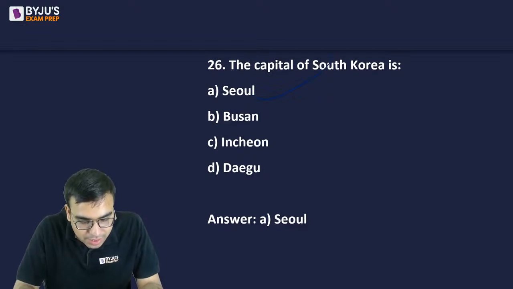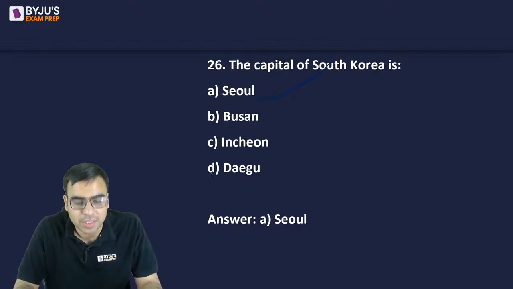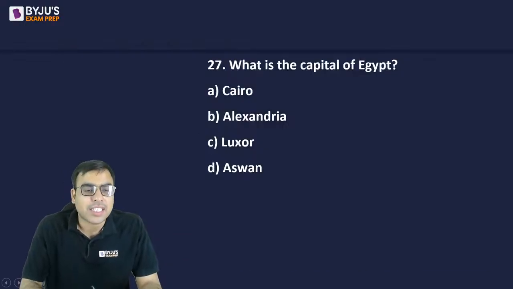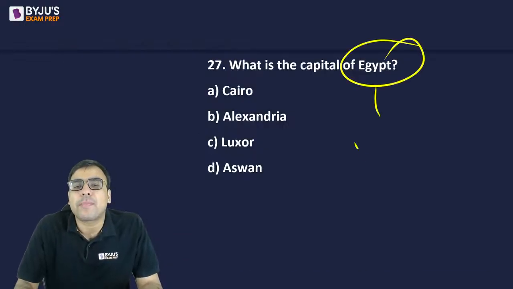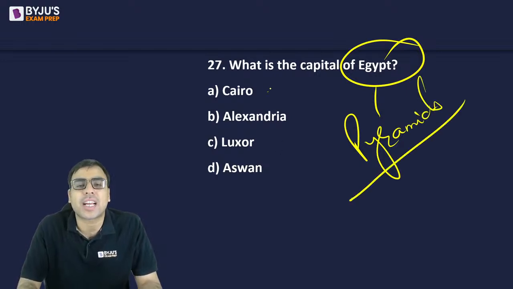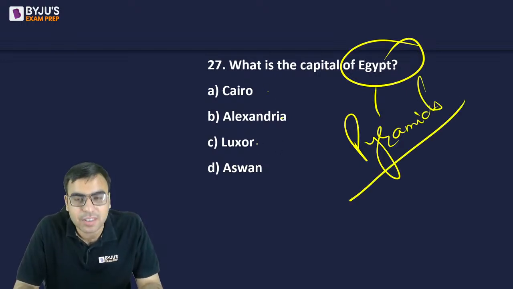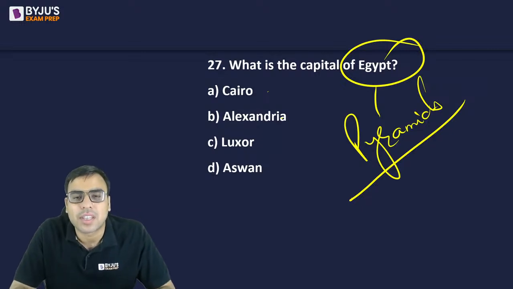Okay, so A is the right answer. Yes, Anandi, Shivani, Bhanu Agarwal, you all were right. Good. The next is what is the capital of Egypt? Here you will find pyramids. Your options are Cairo, Alexandria, Luxor, Aswan. What is the right answer? Capital of Egypt.